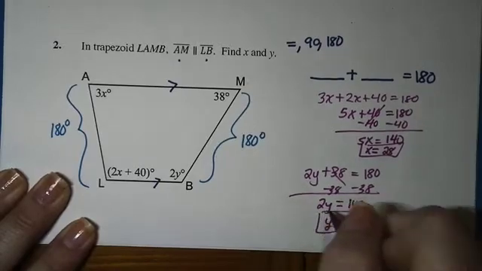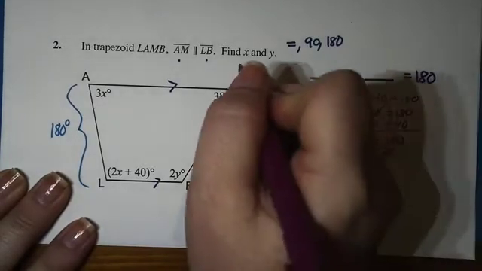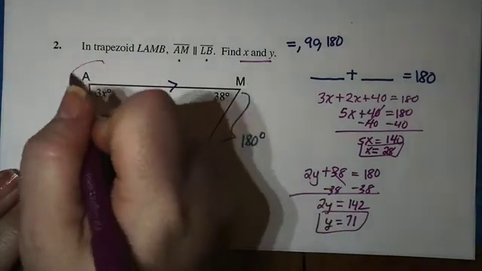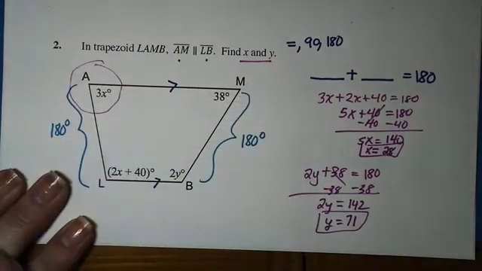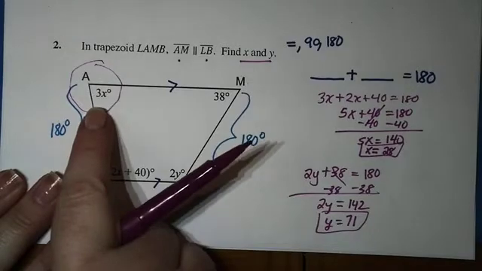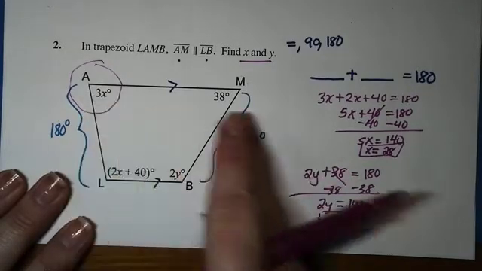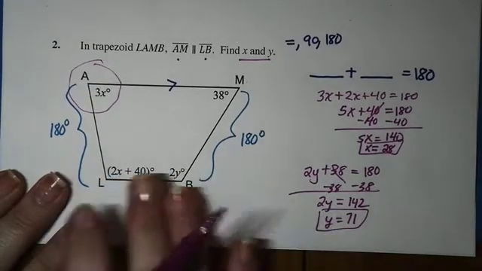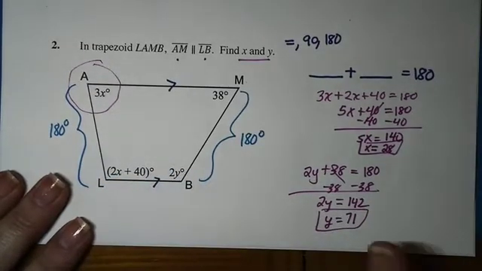On this problem, it literally only says find x and y. But if somebody asks you to find the measure of angle A, you have to go back and substitute. And you'd have 3 times x. 3 times 28 would get you that angle. Or if they wanted the measure of angle B, it's 2 times 71 over there. So please keep in mind that you have to finish the problems if they ask you to.